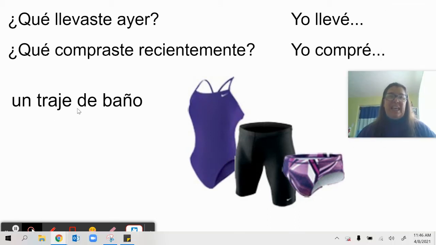Un traje de baño. Well, if the other thing was a suit, this is a suit of bathing. Un traje de baño. Yo no llevé un traje de baño ayer. Yo no compré un traje de baño ayer tampoco. Tampoco, neither. No compré tampoco. I did not buy it either. Yo no compré un traje de baño. I did not buy a bathing suit.